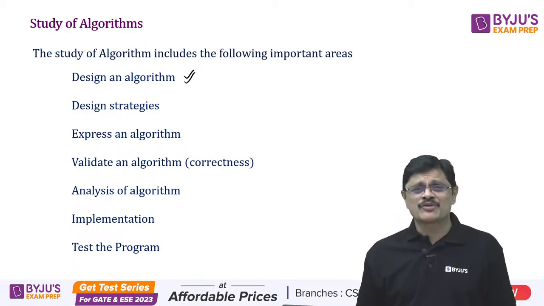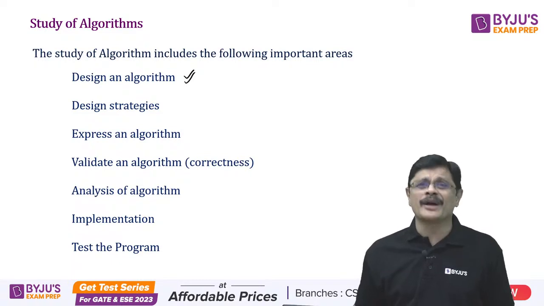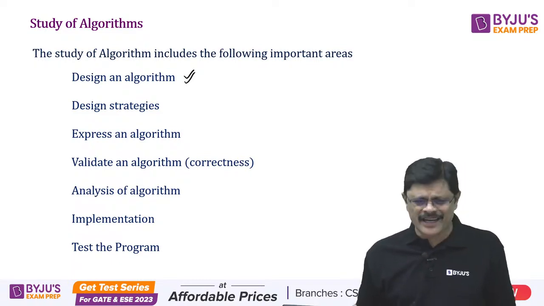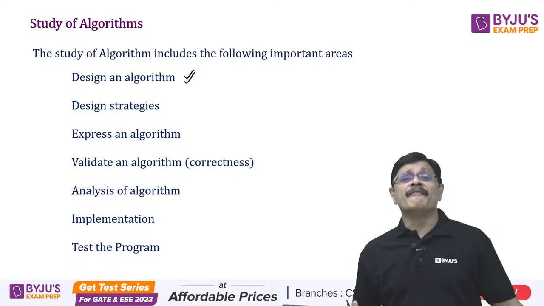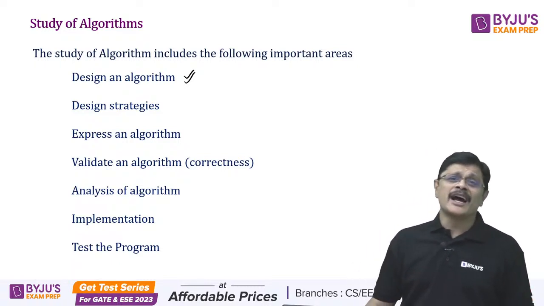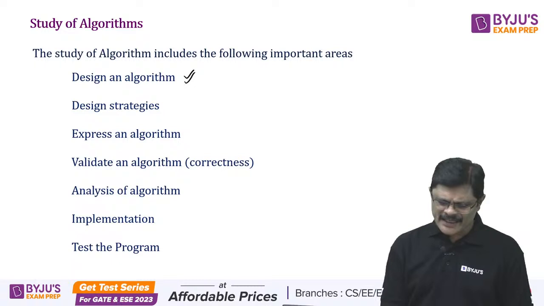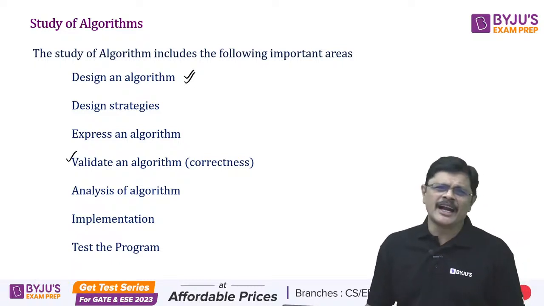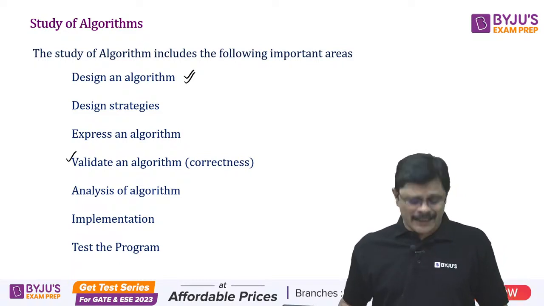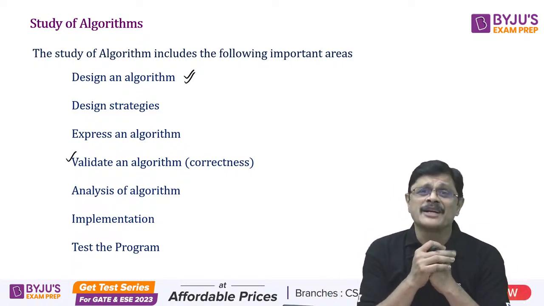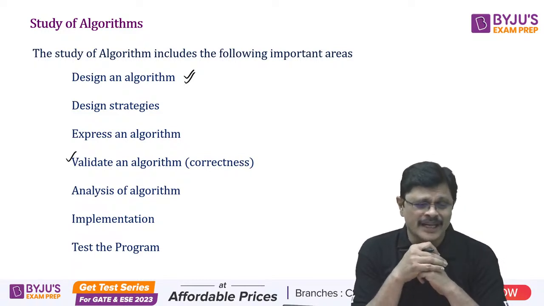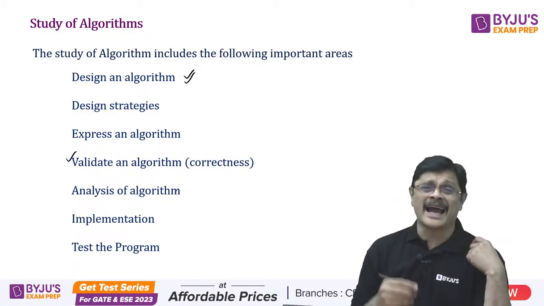Correctness of the algorithm is one of the important concepts which requires mathematical rigor, but generally in the beginning courses we avoid this verification of correctness of the algorithms. Validating an algorithm is also one of the important areas of work. Analyzing an algorithm, how much time and space the algorithm is going to take, we are going to discuss under analysis of algorithms.